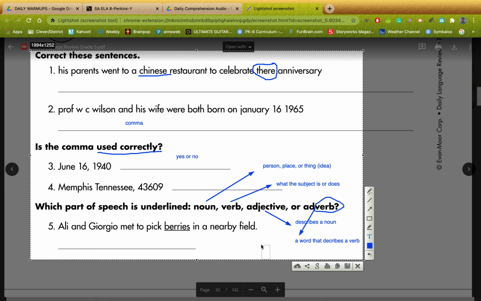So in this sentence it says Ali and Giorgio met to pick berries in a nearby field. Now I want to do something for you right now. I'm going to draw a line between the subject and predicate. I'm so nice. I'm going to do that for you. So we've got the subject over here, and everything else is the predicate. And remember, the predicate always starts with the verb. So keep that in mind. Now the word that's underlined is berries. So go look at the definitions we just talked about and decide what part of speech berries would fall under. Okay.